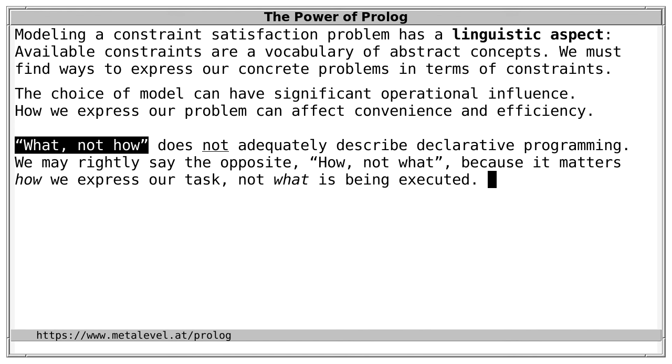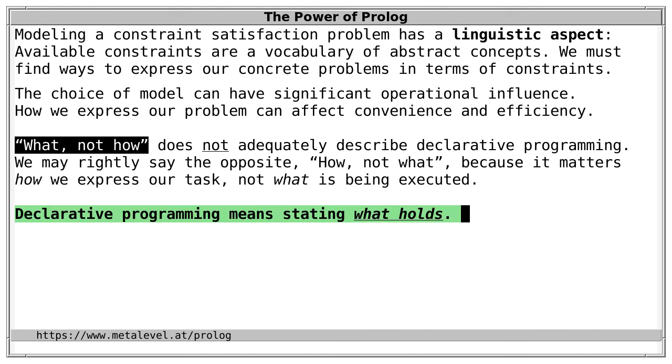In fact, when I took a course on functional programming, the instructor, a very respected expert, said, "the how counts, not the what." And then said, "no, excuse me, the what counts, not the how." So I'm not the only one who finds this very easy to confuse. What we can say is declarative programming means stating what holds as opposed to what is executed.